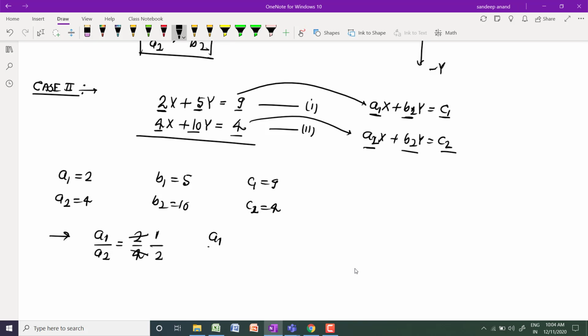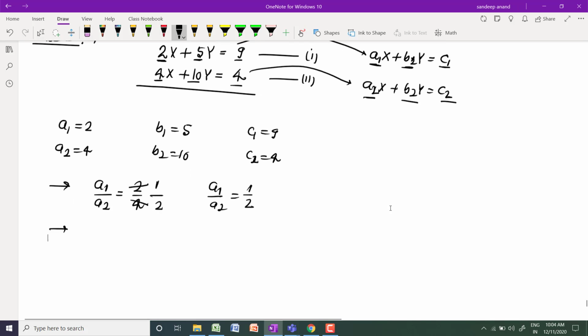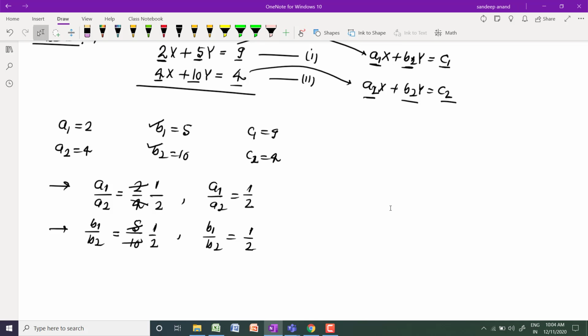So my a1 by a2 value is 1 by 2. Now calculate the value of the ratio of coefficient b1 by b2. You will get 5 by 10. Why am I writing 5? Because b1 value is 5, b2 value is 10. So it also cancels, and you will get b1 by b2 value is 1 by 2. Okay. Now calculate the value of c1 by c2, and c1 by c2 is 9 by 4.